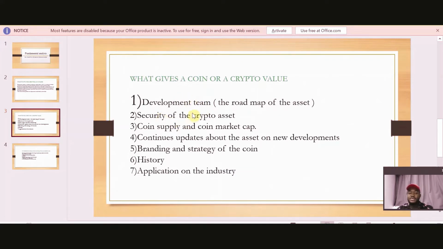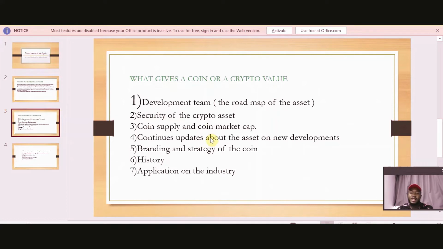The security of the crypto asset. What does this mean? How secure is this asset? Is it a coin that once it enters my wallet, it will start missing, or some hackers will penetrate into my wallet and take all the cryptos? How strong is this coin? So that is the security of the crypto asset.